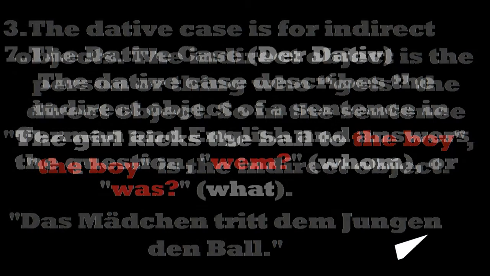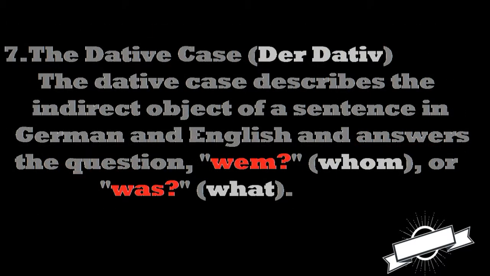And the dative case describes the indirect object of the sentence in German and in English, and answers the question wem, which is whom in English, or was, which is what in English. To get the indirect object, it is whom, to whom the action is done. Or was, what, which is to what this action is done indirectly. Okay, Dankeschön. We hope you understood.